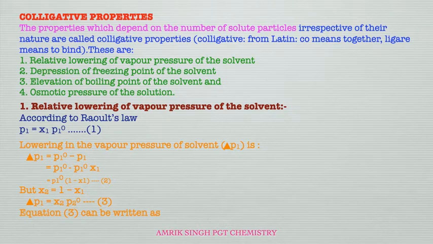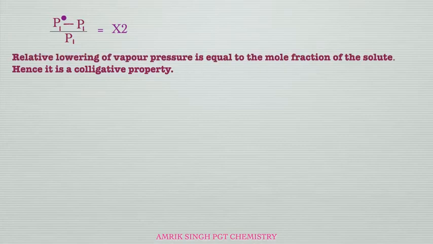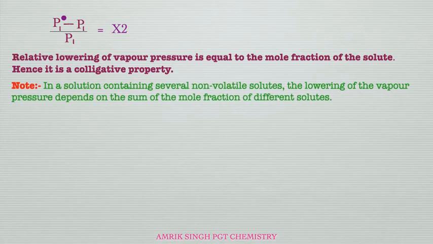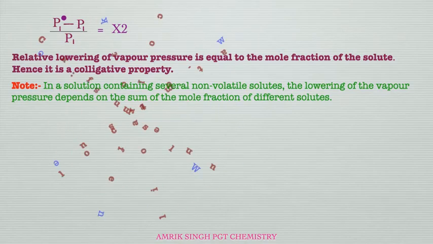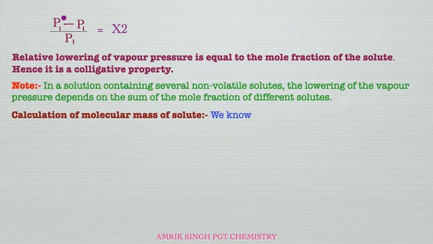Equation 3 can also be written as (P naught 1 minus P1) divided by P naught 1 is equal to x2. Hence, the fraction (P naught 1 minus P1) divided by P naught 1 is called relative lowering of vapor pressure, and it is equal to the mole fraction of solute. Hence, it is a colligative property. Note: in a solution containing several non-volatile solutes, the lowering of vapor pressure depends upon the sum of the mole fractions of the different solutes.